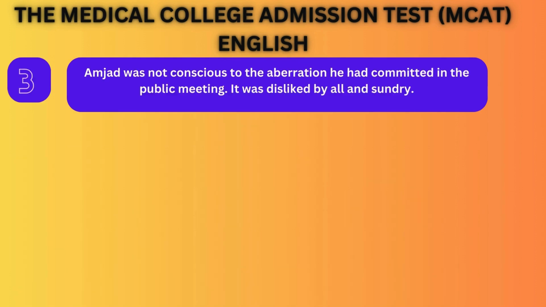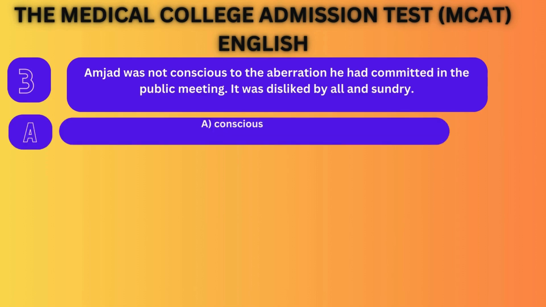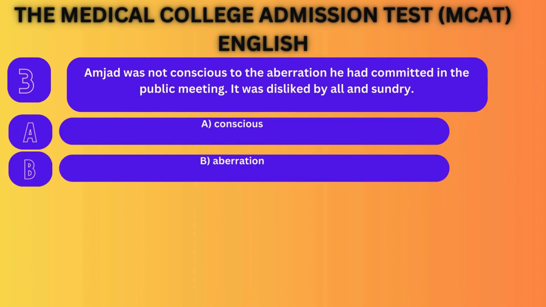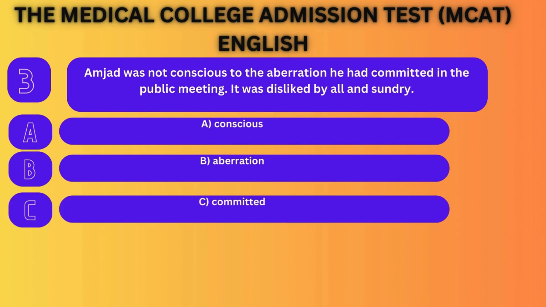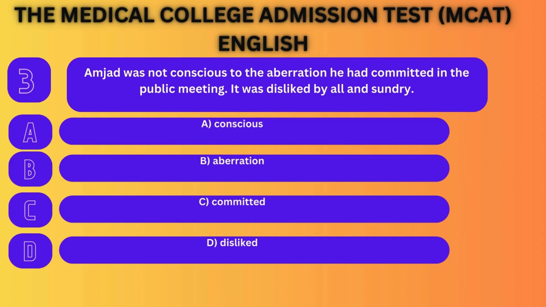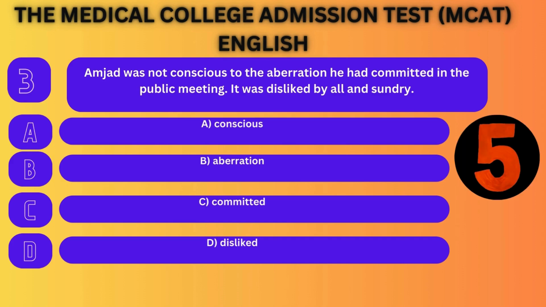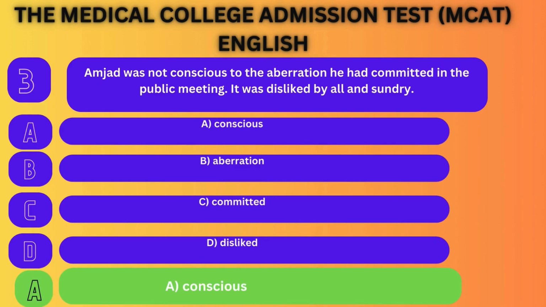Question number 3. Amjad was not conscious to the aberration he had committed in the public meeting. It was disliked by all and sundry. Option A. Conscious. Option B. Aberration. Option C. Committed. Option D. Disliked. Correct answer is A.